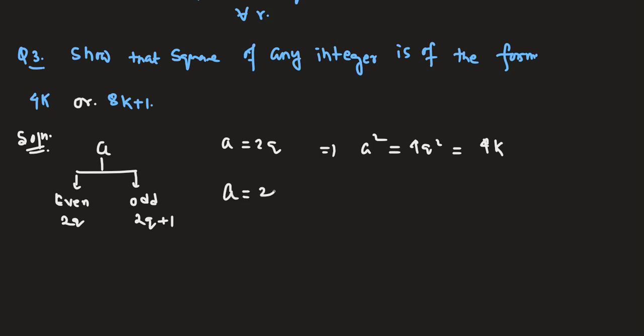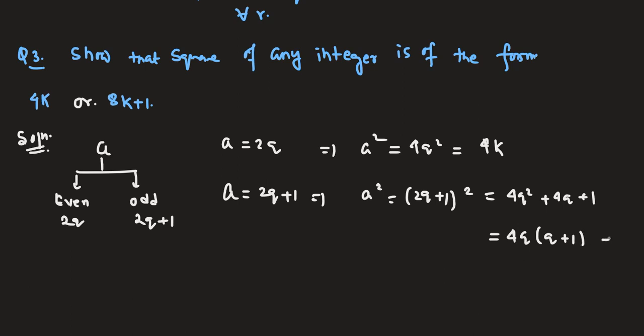When a is equal to 2q plus 1, then we can write a square as 2q plus 1 whole square. Don't take 4 outside, simply first write it out, then go for the simplification. So it will be 4q square plus 4q plus 1. So from here I am taking 4q common, it will be 4q times q plus 1, plus 1.